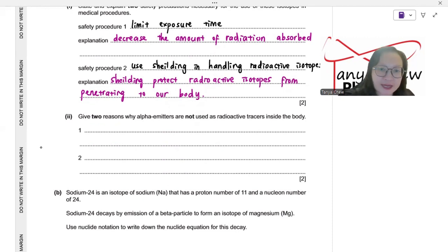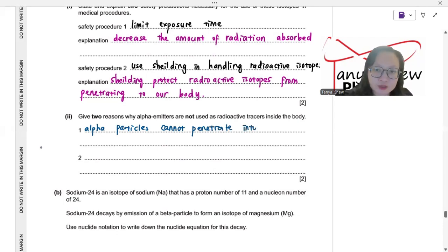That is why I say, okay, alpha particles cannot penetrate into the body. So it serves no purposes.